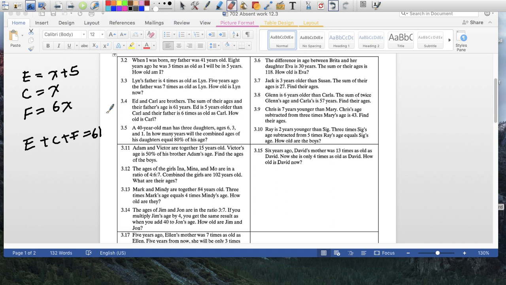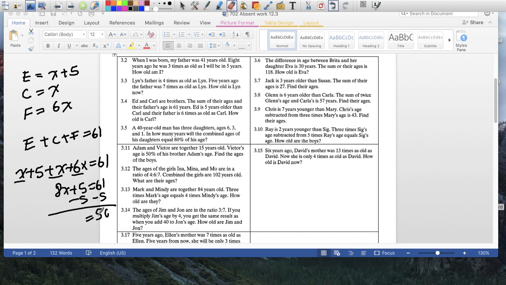How old is Carl? Now that I identified everybody with a single variable in terms of x, I can just substitute. So it's x plus 5 plus x plus the father, represented by 6x, equals 61. x plus x plus 6x is 8x plus 5 equals 61. Minus 5 on both sides, we have 56, then divide both sides by 8, and x equals 7. So Carl's 7, the brother's 12, and dad's 42.